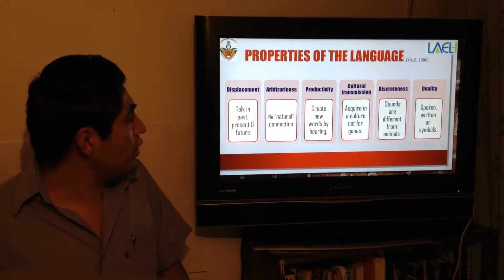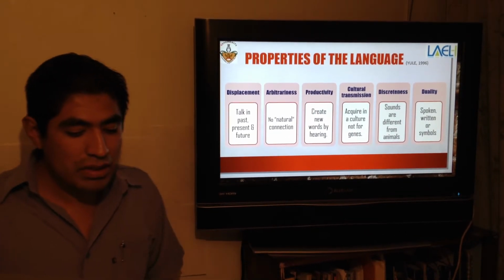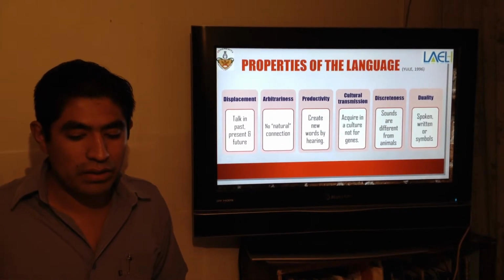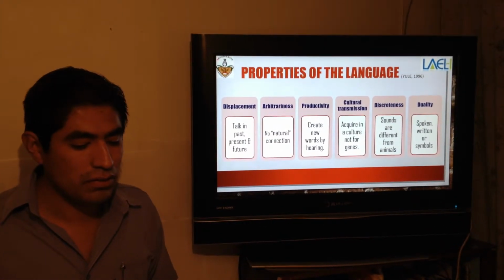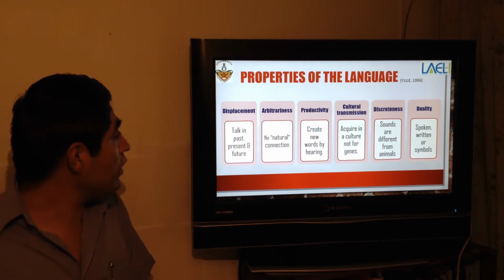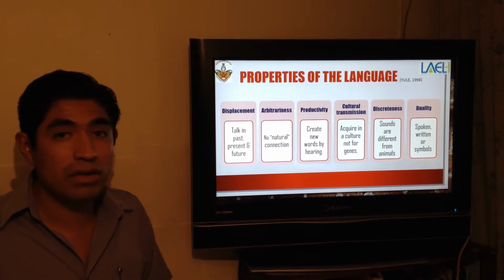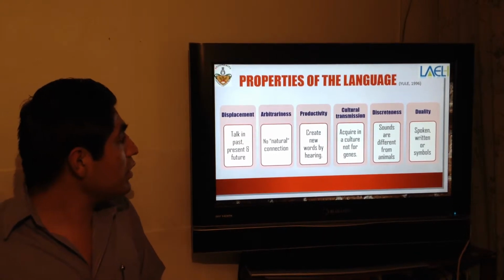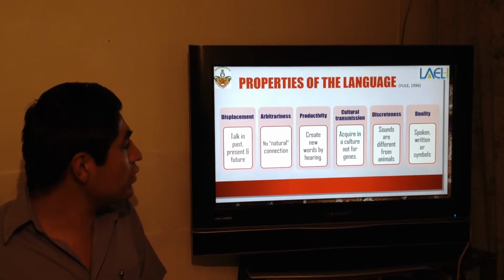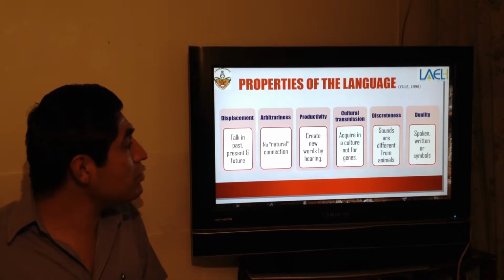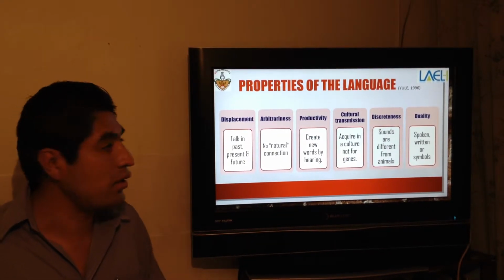Properties of the language. Well, properties are elements that just human language has, and they make it different, for example, from animals. Number 1, displacement. Displacement is the ability to talk about the past, present, or even the future. Arbitrariness is the non-natural connection. Productivity is the ability to create new words just by listening.